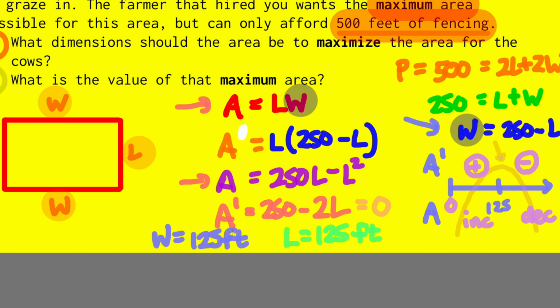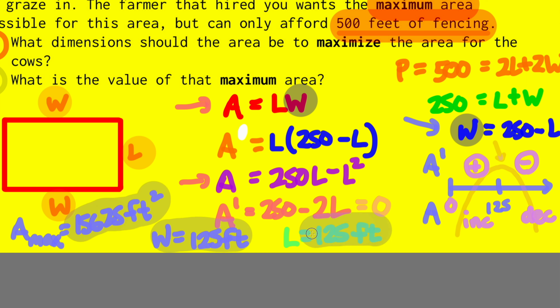The next bullet point says, what is the maximum area? So what we have to do is use that area formula that we have right here, length times width, to figure that out. So it's just going to be 125 squared. And the max area, so I'm going to write that right here, the area of the max is going to be 15,625 feet squared. And again, I found that by just multiplying the L and the W, so that's the max area. This is the max dimensions right here. And that's the answer for this problem here.